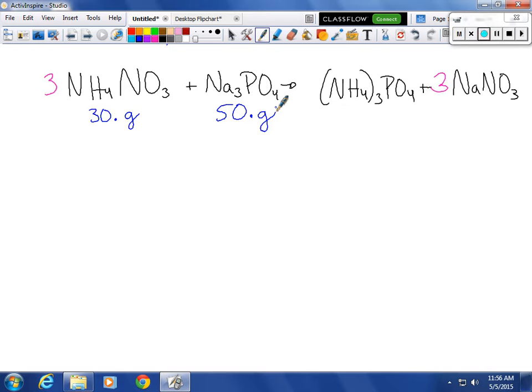B, what is the maximum amount of each product we can form, and then C, how much of the other reactant is left over. So we want to make sure we cover all of these, and then finally D, you can't even do, so scratch D off. We can't even do that. Okay. It'll be A. Here's the balanced equation. A, what's the limiting reactant, or B, how much of this is produced.